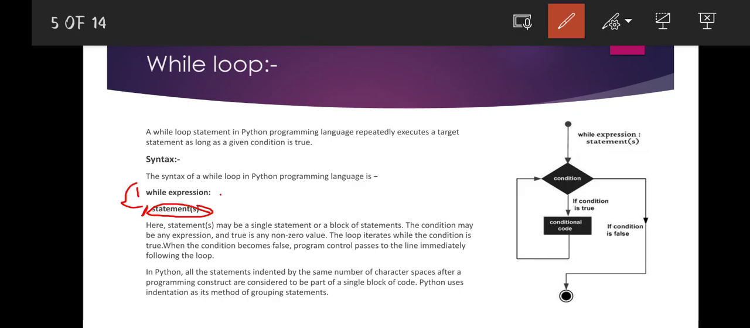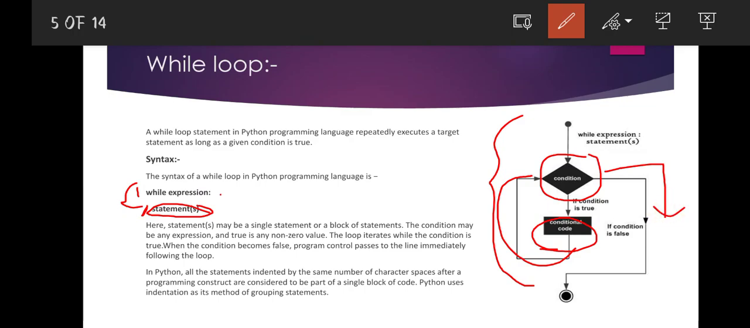Now we'll see the flow chart of while loop. See here, first of all, it checks the condition. If the condition is true, it executes the block of code. This is the block of statements that we write inside the loop. Then it again goes to the condition and checks it, and it executes the code until the condition becomes false. Once the condition becomes false, it goes out of the loop and executes the statements outside the loop. So this is about while loop.